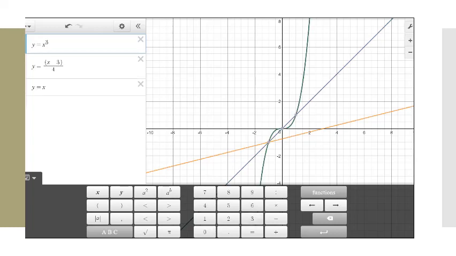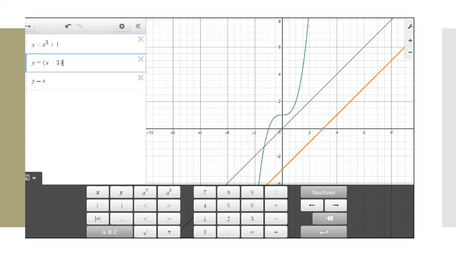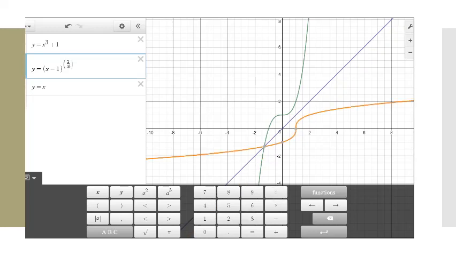And so x cubed plus 1. So that's the green graph, and we said that its inverse was the cube root. See if I can figure that out on here. Okay, I don't have a cube root, I don't think. So what I'm going to have to do is make it x minus 1 and then raised to the 1/3 power. And you guys should know what that means now. So that's using everything that we've learned.